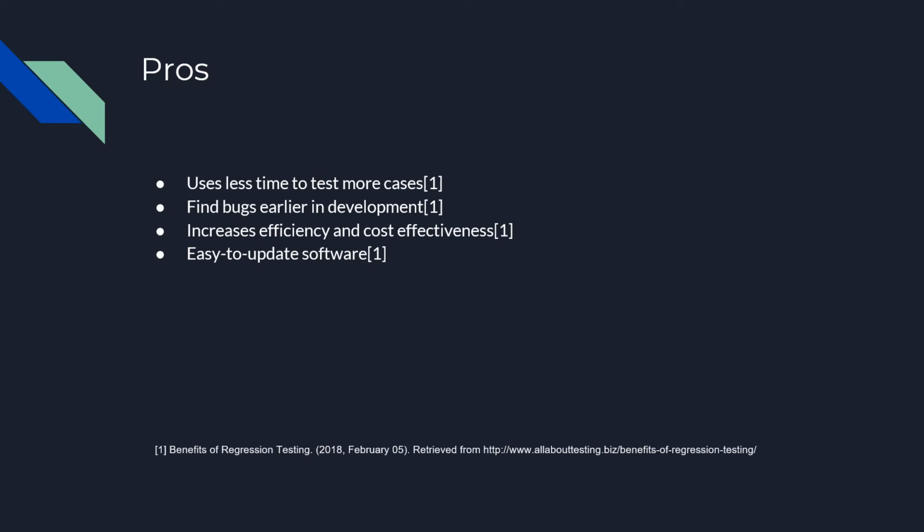There are many pros and cons that are associated with regression testing. Let's first talk about the pros. The first is that it takes less time to test more cases. Testing takes considerable effort and time to cover the entire software. However, regression testing executes the selected scenarios and ensures functionalities work smoothly.